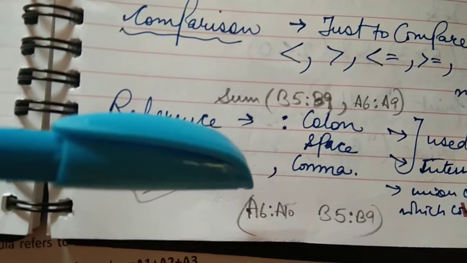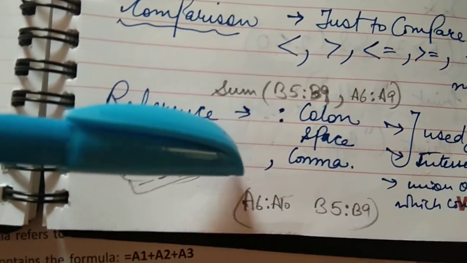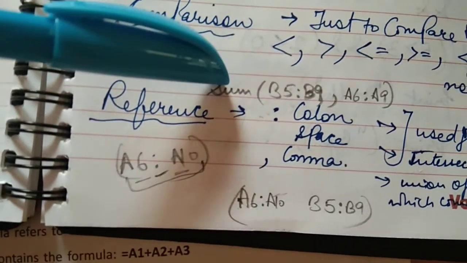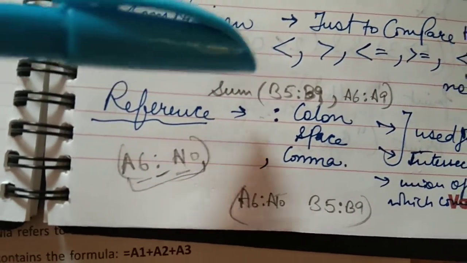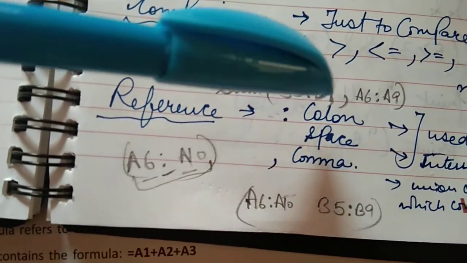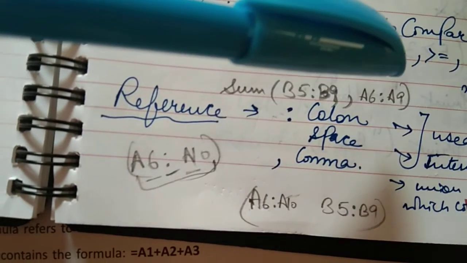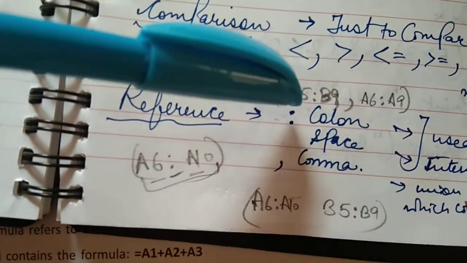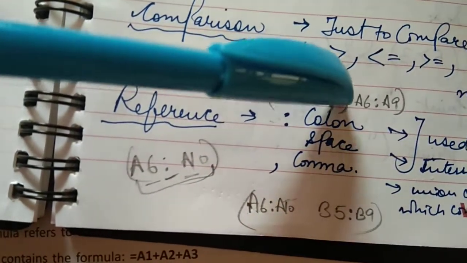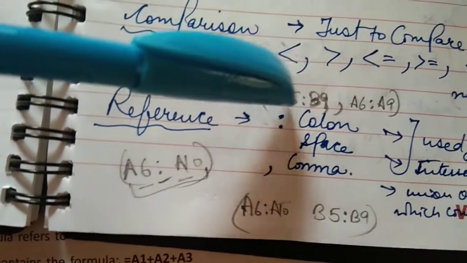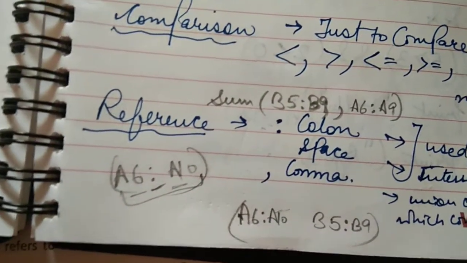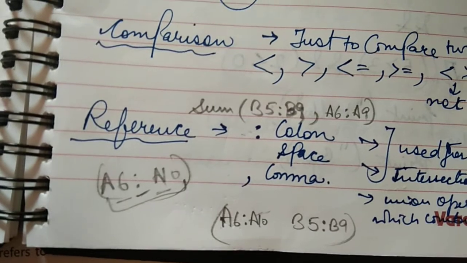And the third operator under the category reference operator is comma. The comma is used for combining two ranges. Just as in this example, I have written sum, the bracket, first range is B5 till B9 and comma A6 till A9. So two ranges, for which we have to calculate the sum. So it is telling us that the comma operator helps us write separate ranges in one particular block. So these were reference operators.